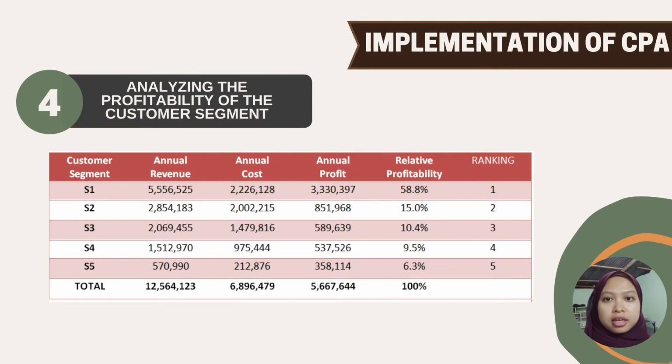The next step is analyzing the profitability of the customer segments. The customer segments are ranked according to profitability. Referring to the table, we can see that the highest profit comes from the corporate clients, which is segment 1. They tend to book meeting rooms for discussions with other business visitors and also entertain people for snacks at the cafe and for lunch or dinner at the hotel's restaurants.